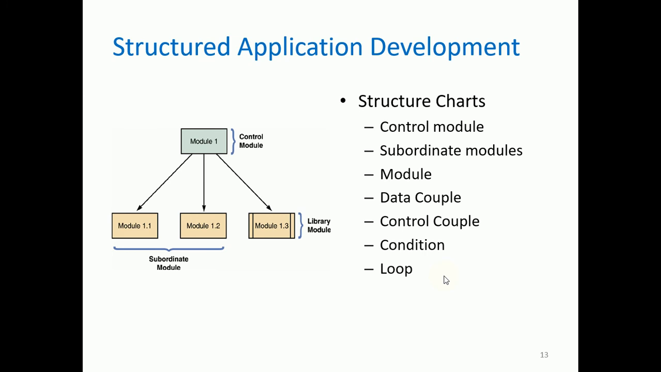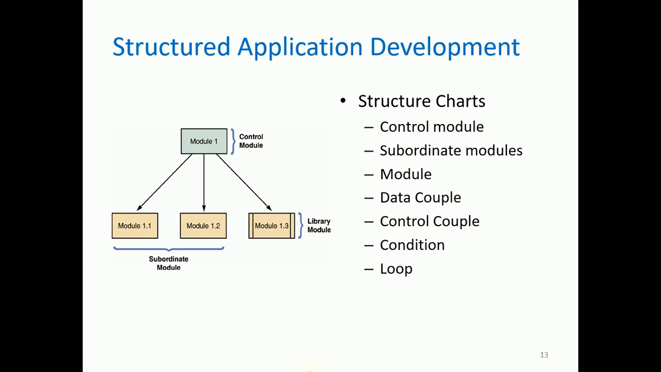So first, we have the structured application development. For structured application development, we're going to use structure charts. A structure chart is composed of a control module, subordinate modules, the module itself, the data couple, control couple, condition, and the loop. So these are the modules, and this is the control module, module 1, and it can be broken down into more modules, which are called the subordinate modules.